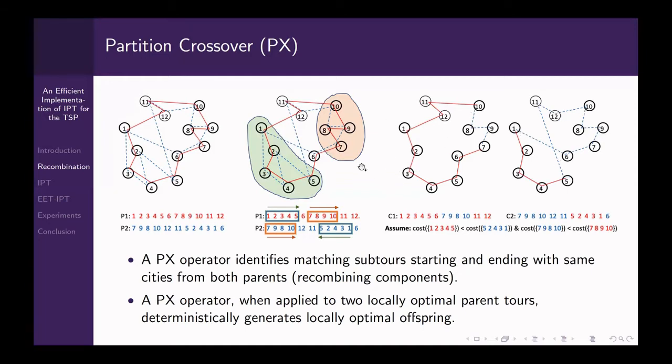Partition crossover operations are good and very popular because it can be proved that when they are applied on two parent tours which have been optimized locally by some local search operator, then the corresponding offspring solution that is found by a partition crossover operation is also locally optimal under the same operation.